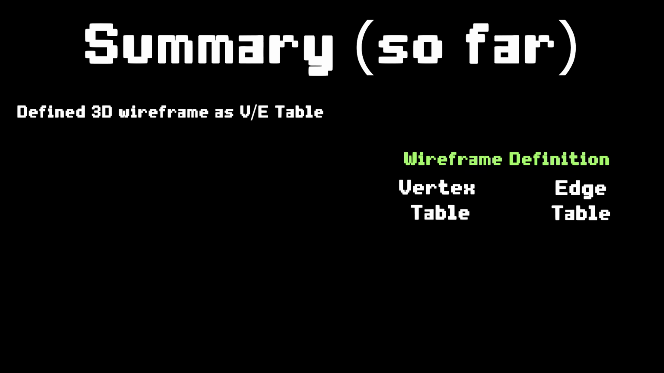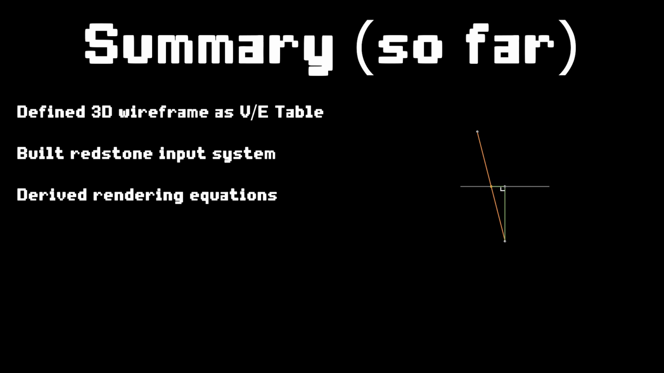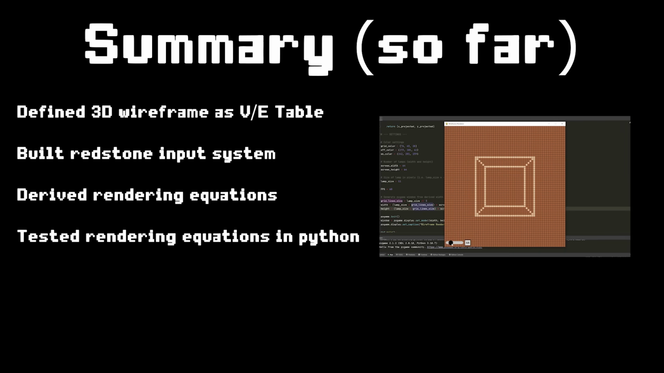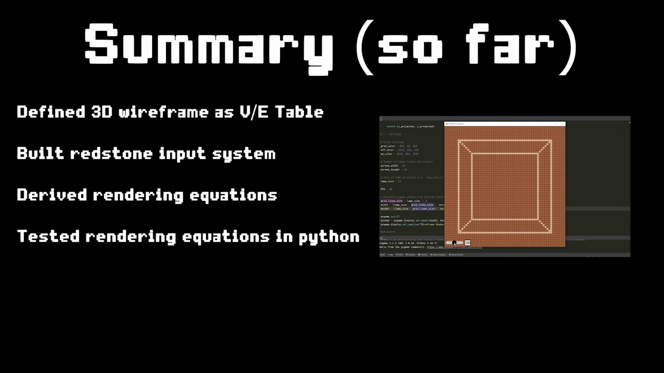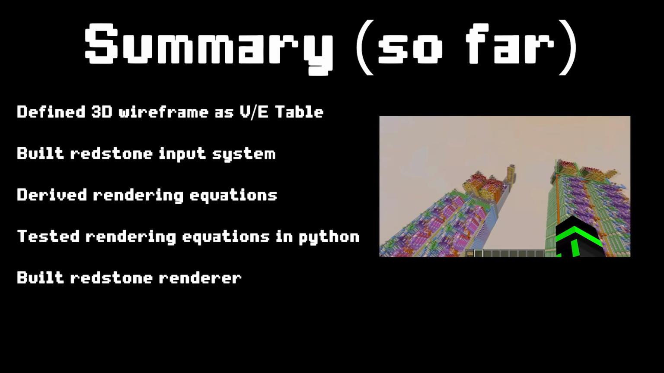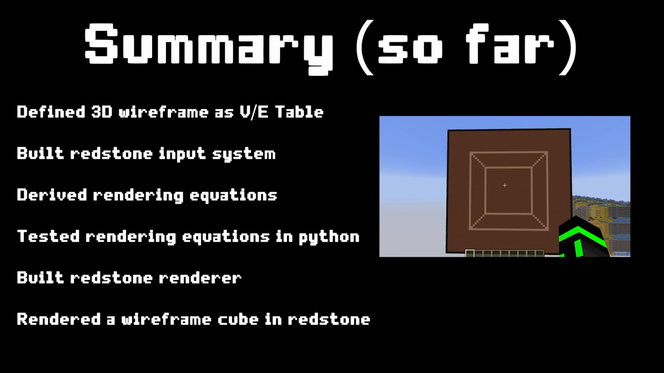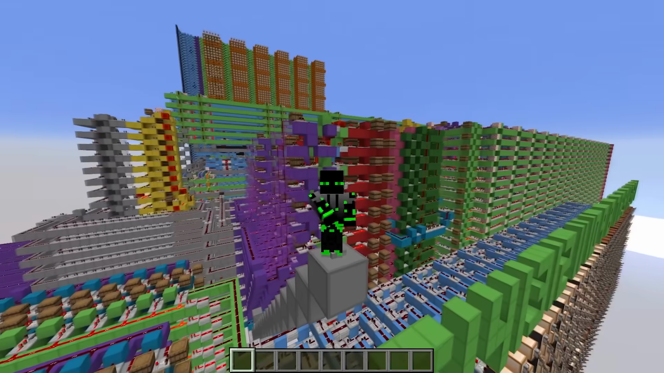Let's summarize what we did so far. We started by defining a 3D wireframe as a vertex table and an edge table. We built a system for the user to input those two tables, all in binary. We derived the equations to render the wireframe based on a perspective projection. We simulated those equations in Python just to make sure they actually worked. Then we built a renderer which performs the equations in redstone. And finally, we hooked everything up, input a wireframe cube, and rendered it. Wow. We're making great progress.